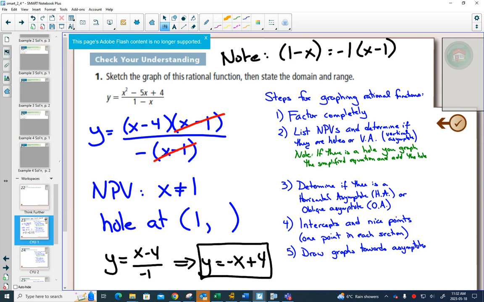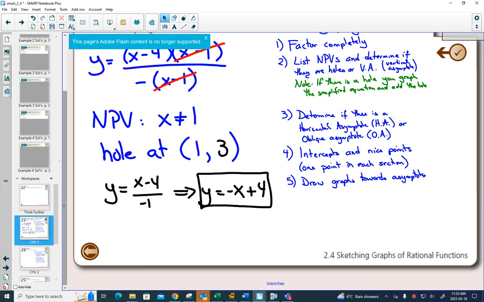It's important that I do that because now this is in the form of a line. y equals mx plus b. So what do we have to do? We have to graph this line with the hole. Where's the hole? The hole is at 1 comma. Well, to find it, you plug 1 into this black equation, and you would get 1 comma 3.